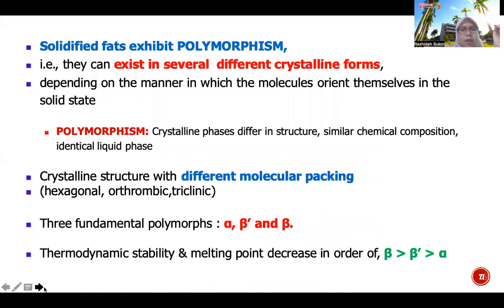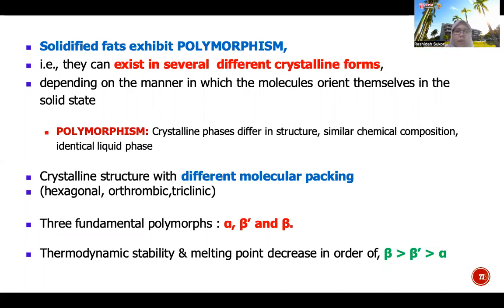Okay. And then solidified fats exhibit polymorphism. Polymorphism refers to the crystalline form, the crystals. That means they can exist in several different crystalline forms, depending on the manner in which the molecules orient themselves in a solid state. So for solidified fat, there are factors like cooling rate, temperature, holding time, holding temperature. So these all contribute to what type of crystal will form in the food system.